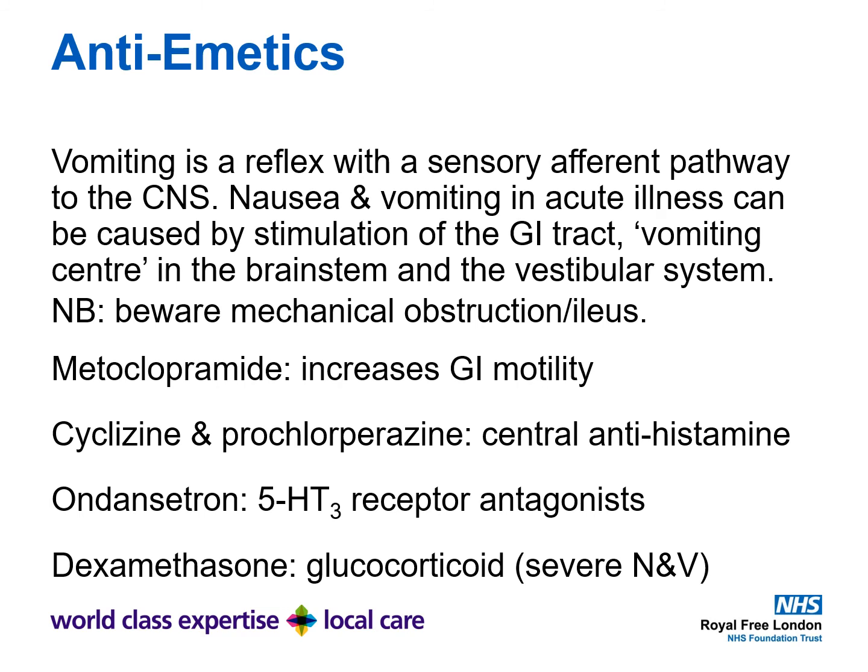Of the different types of antiemetics that you will see in clinical practice, there's metoclopramide, which increases gastrointestinal motility, cyclizine and prochlorperazine, which are central antihistamines, and ondansetron, which is a 5-HT3 receptor antagonist. There's dexamethasone, which is a glucocorticoid, which is reserved for severe nausea and vomiting.